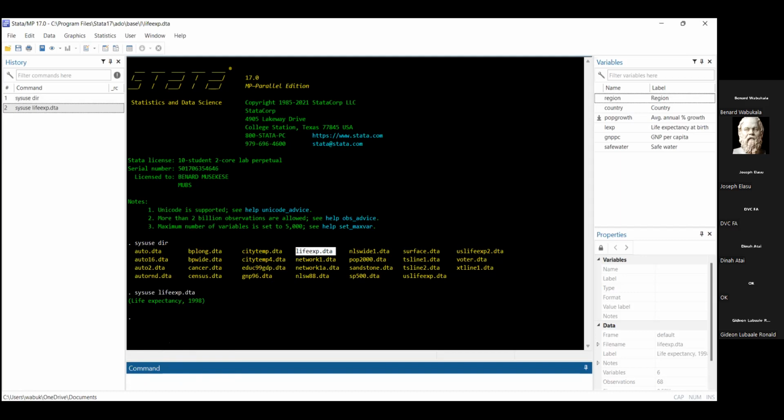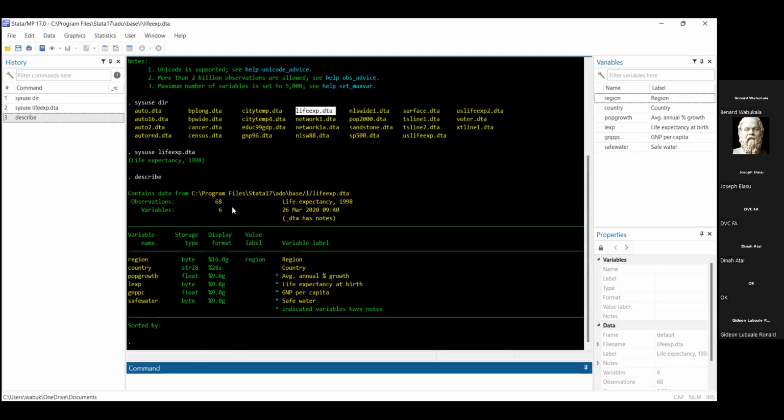On the right, where my cursor is, these are the variables and what they mean for this particular case, and you can go ahead and use them. I have country, region, population, life expectancy, GDP per capita, and access to safe water. You can also write the word describe here to know more about the data set you have chosen, the details about it. If you do that, I'm having 68 observations and 6 variables.